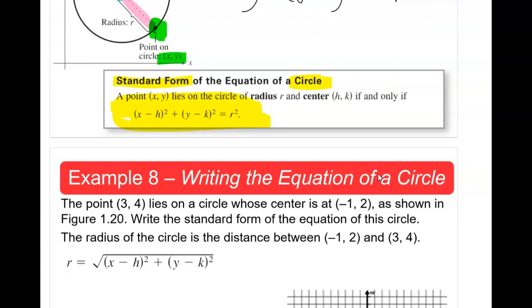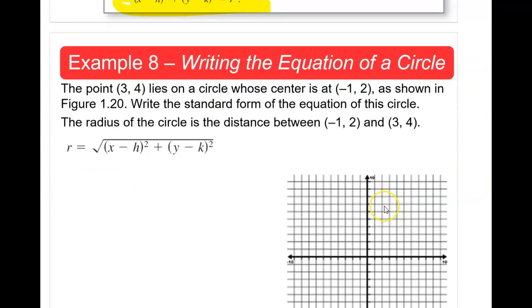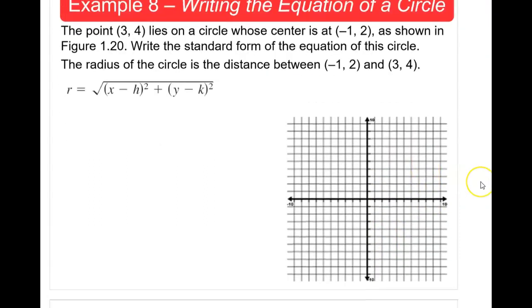So based on that, we are going to go ahead and find how to write the equation of the circle, and then we will be graphing a circle. So we have here example 8. We have a point that is on a circle, and the point is (3, 4). Let's go ahead and graph it. And the center, that is just some random point, the center happens to be at (-1, 2). So there. And so we're going to write the standard form of the equation of the circle.